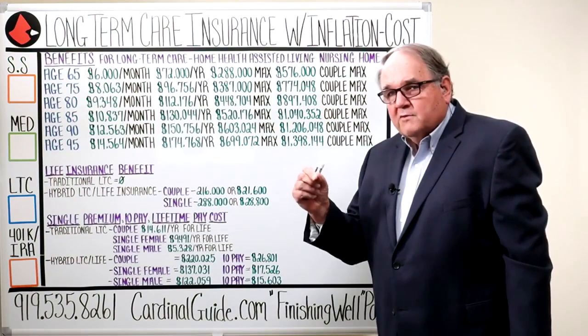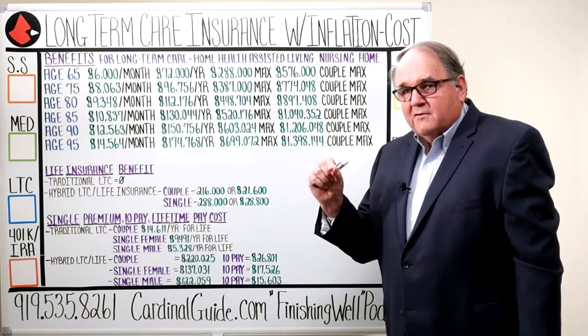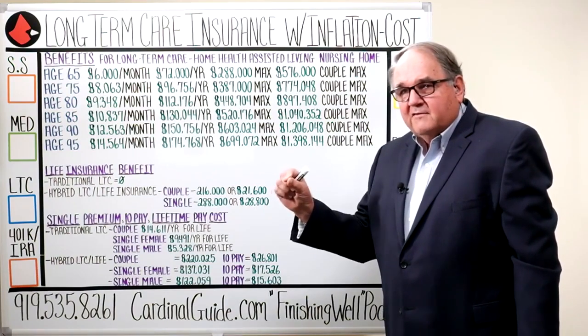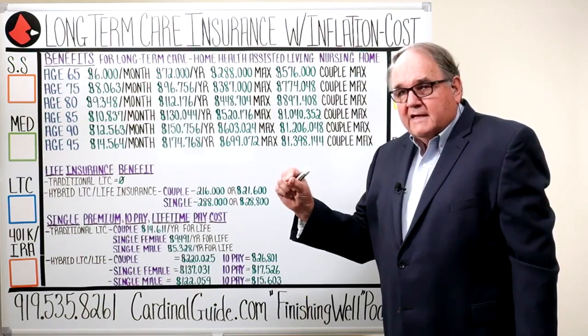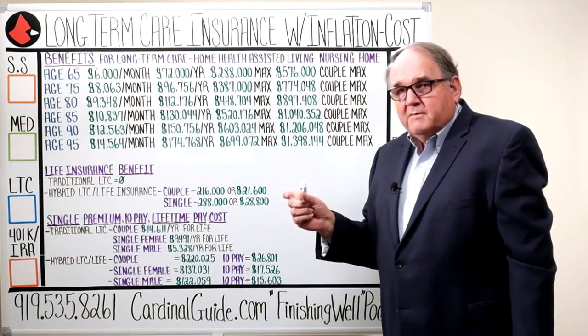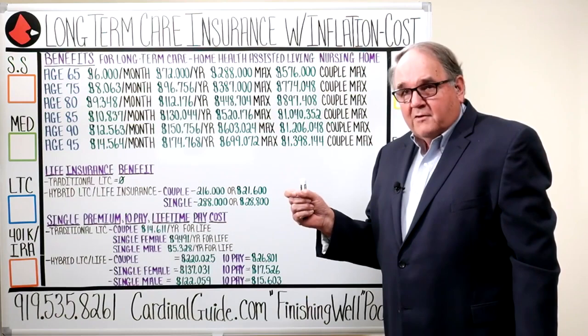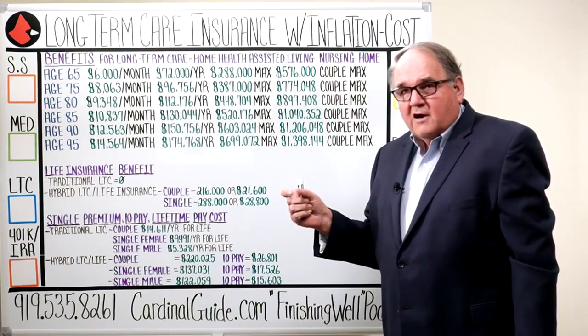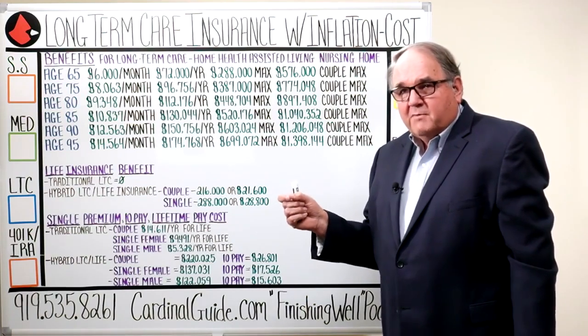And what we're doing is we're looking at a 65-year-old male and a 65-year-old female. And in the case of the couple, these two people are married or they're partners, and they are buying a joint policy.